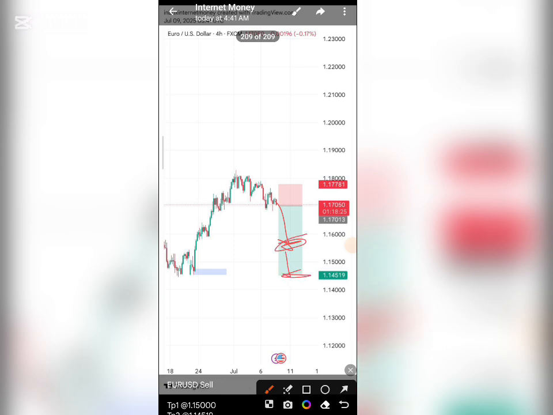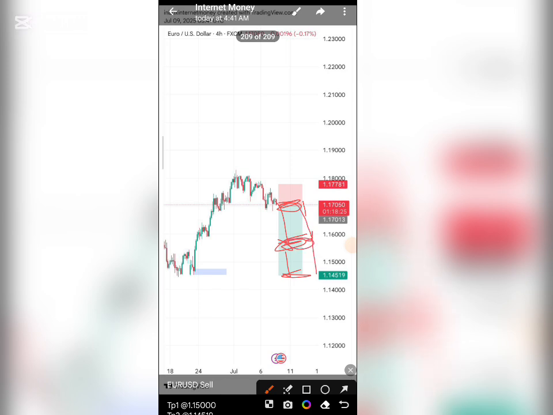It is already too late for you to enter the trade. Why? Because you have a shorter time than the rest of us who took it from here. The rest of us who took it from here have made a lot of money from this place to this place, and we're still going to make money down here.